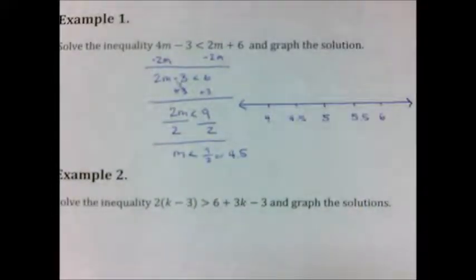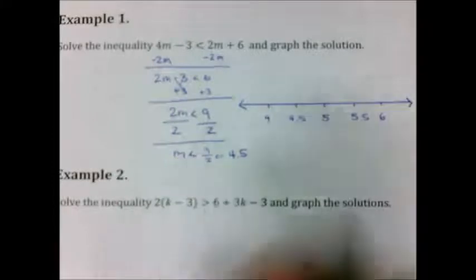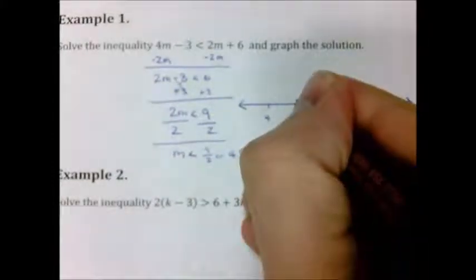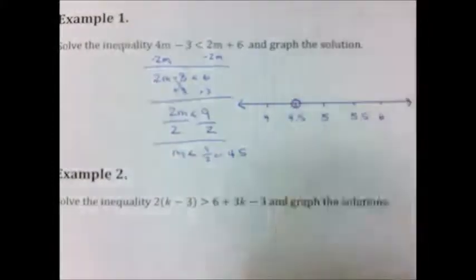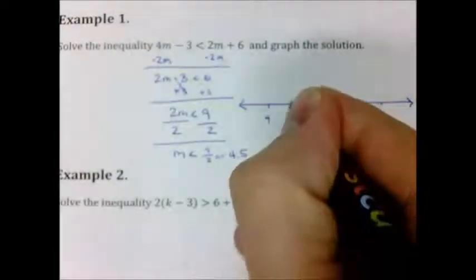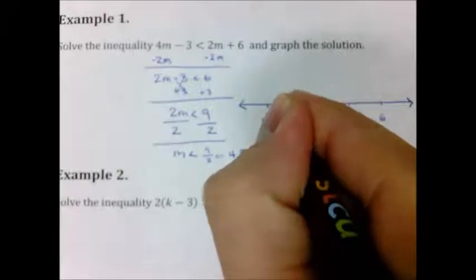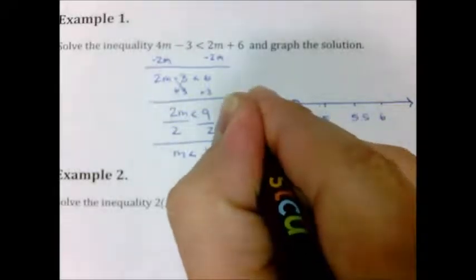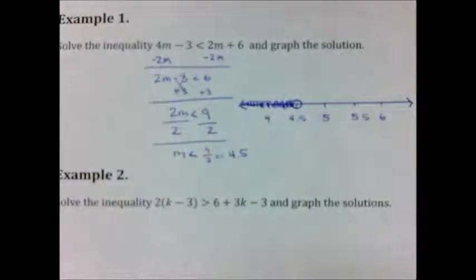Alright, and then finally we need to graph it. We've got m is less than 4.5, so let's go ahead and put our open dot at 4.5, and m is less than 4 is also less than 4.5, which means that we are going to shade to the left. Shade to the left.